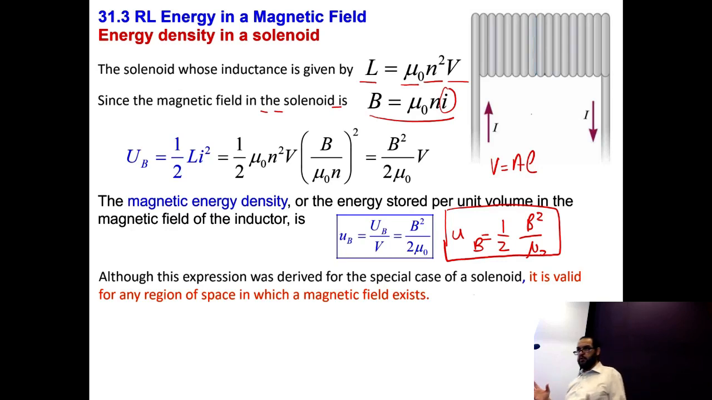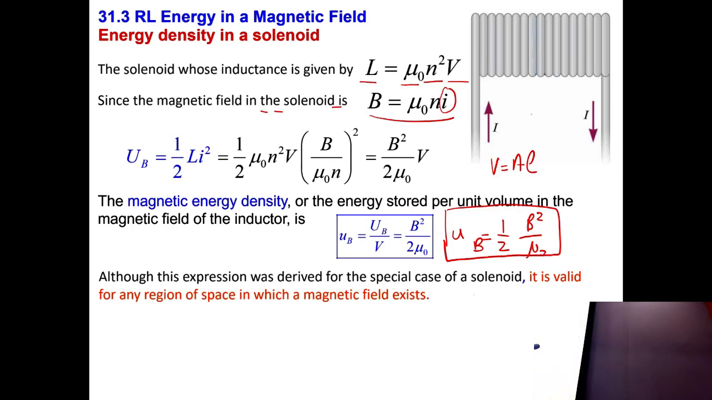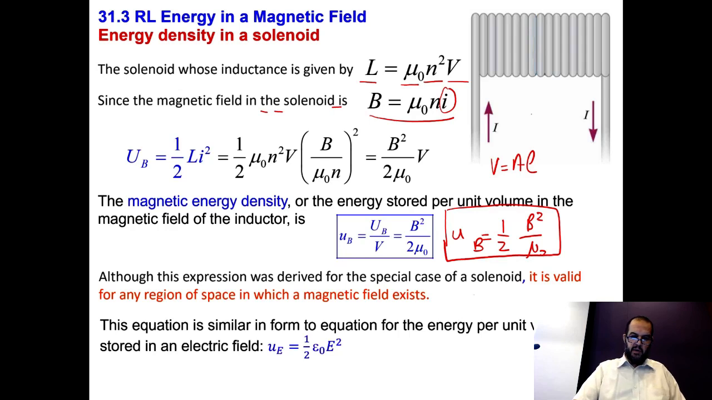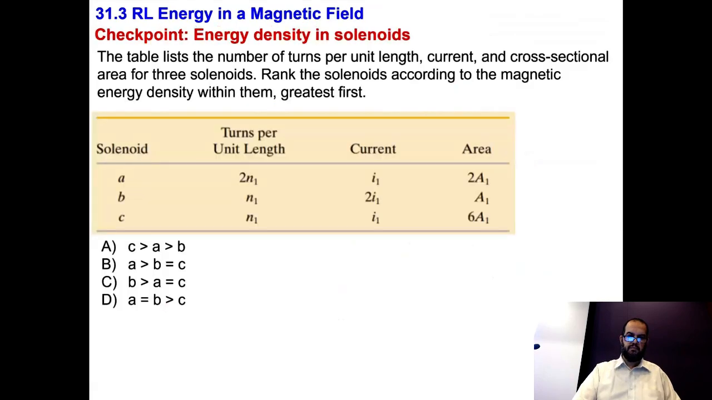So this is a very important property. The electric field has a property of storing energy, like in a capacitor, where you can store energy and use it. Also, the magnetic field has the capability of storing energy and being used in a circuit. Remember, it was giving us a current through the resistor. This equation is very similar to the energy per unit volume for an electric field. For any electric field it is 1/2 epsilon 0 E squared.